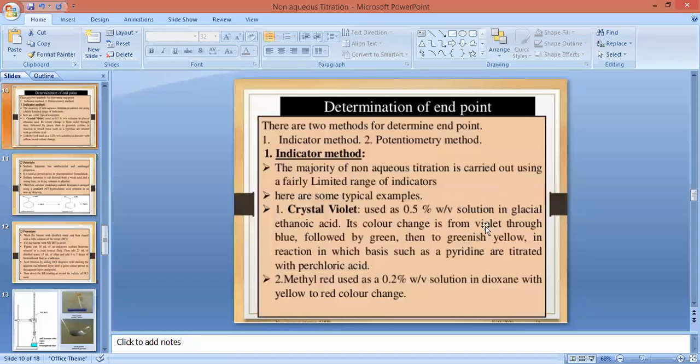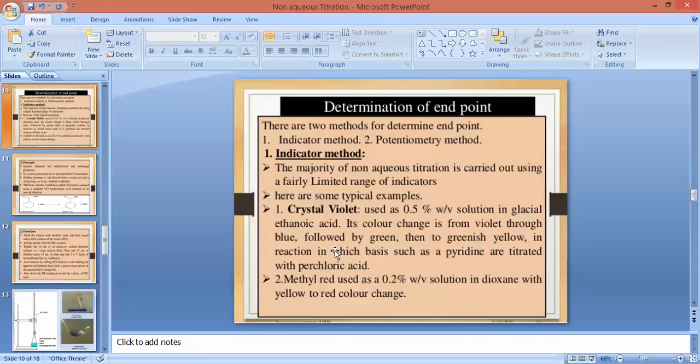Its color changes from violet through blue, followed by green, then to greenish yellow, in reactions in which bases such as pyridine are titrated with perchloric acid. Say for example, if we are going to determine the concentration of pyridine by treating it with a standard solution of perchloric acid, the most commonly used indicator is crystal violet. We prepare the solution of crystal violet using glacial acetic acid as solvent in a concentration of 0.5% weight by volume. The color change towards the endpoint given by crystal violet is from violet to emerald green.